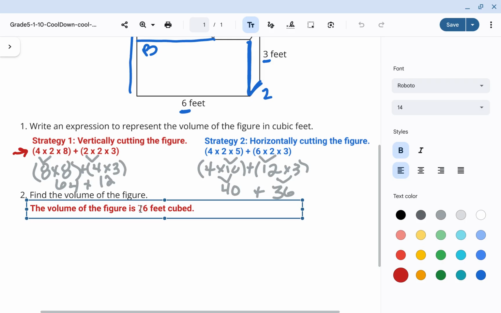What is changing are the particular dimensions of the prism. So you might find, just like we did, that our expressions are different, but they should lead us to the same overall volume, which is what we see in our answer for number 2. Number 2 says to find the volume of the figure. No matter how you slice it, whether it's vertical or horizontal, this statement is true. The volume of the figure is 76 feet cubed.